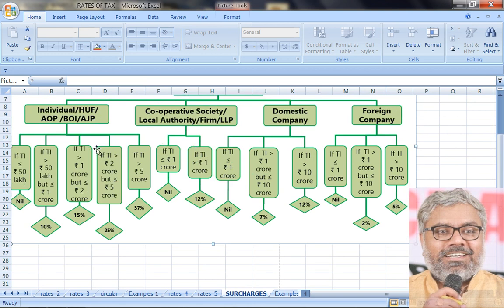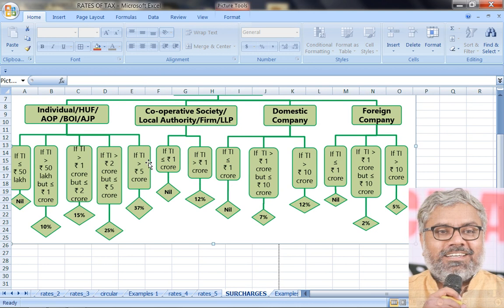Now, what new surcharges we should know are for other assessees. Look at this, for cooperative society, local authority, firm, LLP, for all of them only two possibilities are there. No different surcharges, only two. If the income does not exceed 1 crore, no surcharge, nil. If the income exceeds 1 crore, surcharge is 12%. 12% on what? Always that is common. 12% is always on income tax. Surcharge is always on income tax.